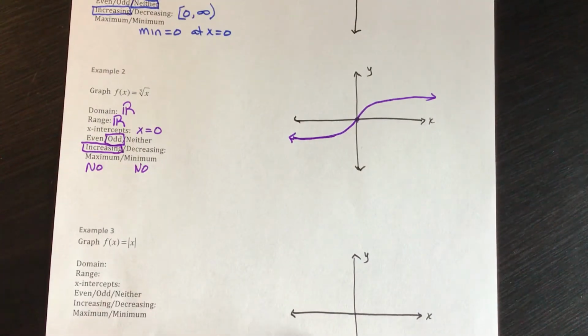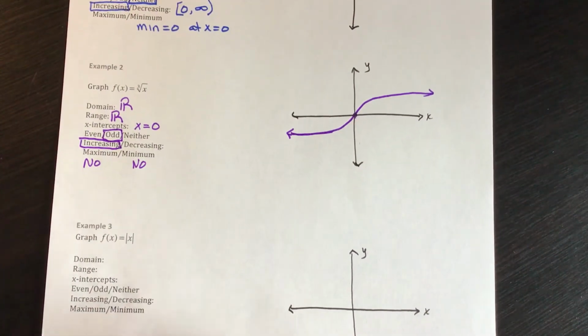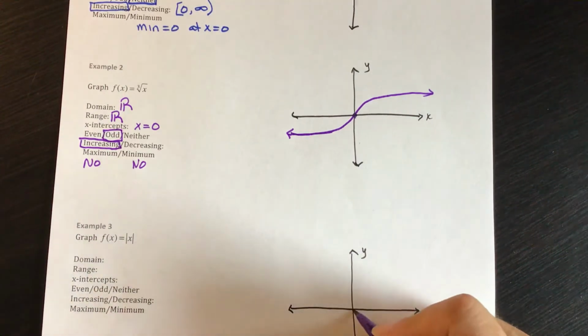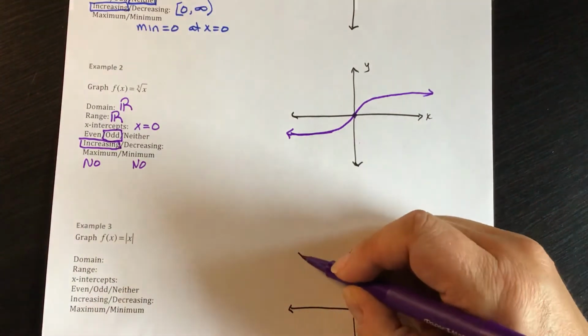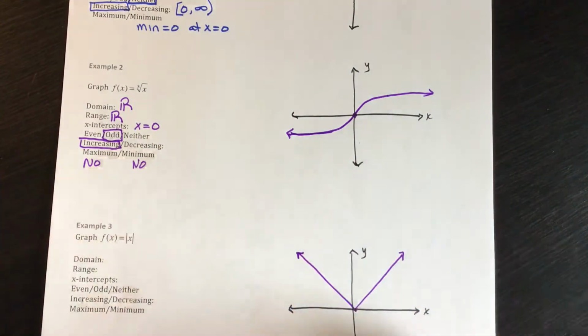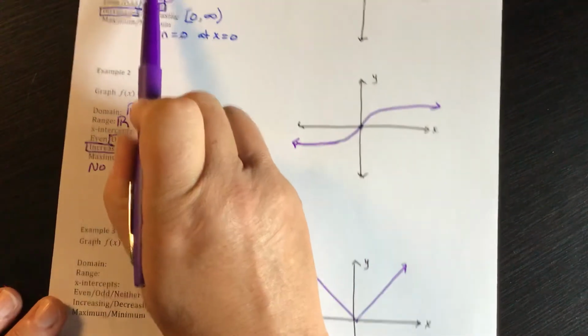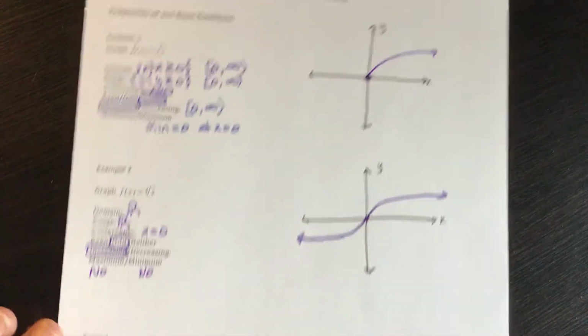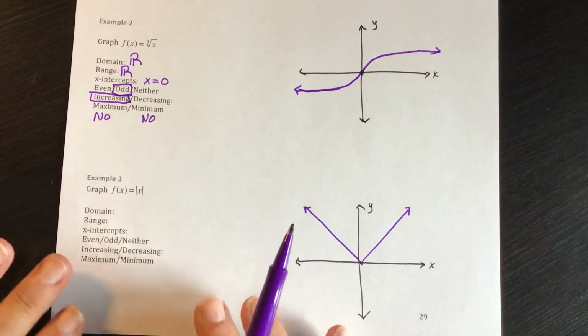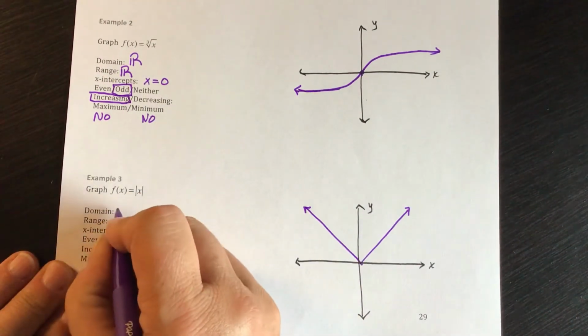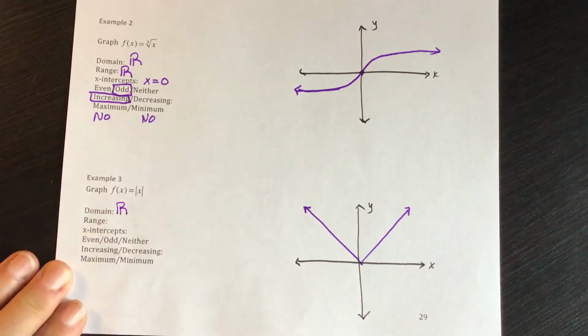Example 3 is an absolute value graph. And an absolute value graph is a V. So it looks kind of like this. The domain, I can put any numbers. Remember, most of the time our domain is going to be all real numbers, except if I have those restrictions, which are in the square root, or if a denominator can equal 0. But in this case, my domain is all real numbers.